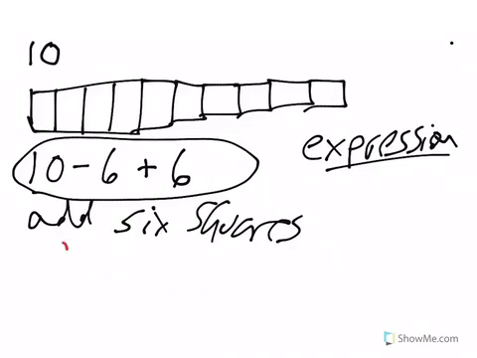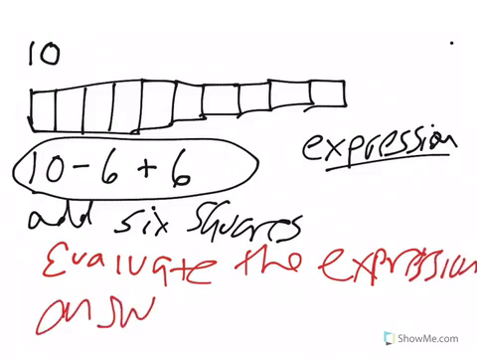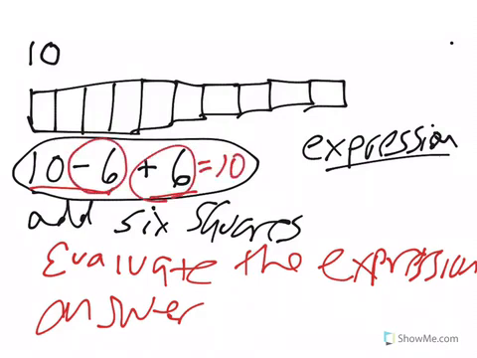Now, if you were asked to evaluate the expression, I know that sounds fancy, but all it means is answer it, right? Solve it. Give us the answer. So 10 minus 6 plus 6. Well, first of all, if you just went left to right, you could say 10 minus 6 is 4, plus 6 is 10, and you would have your answer as 10. You could also look at it as, wait, I have a minus 6 and I have a plus 6. Those two are going to cancel out, so I just have 10. So if you evaluated the answer, you would get 10.